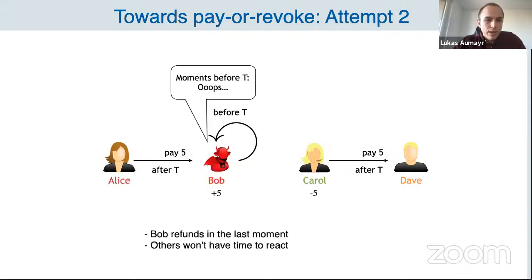So indeed, what could happen here, again, is we have a malicious Bob. And even though the payment was actually successful, Bob goes ahead and publishes the refund just before the time T expires, and the others won't have time to react. So in the other channels, the payment goes through. And in this case, Carol will have lost the 5 coins and Bob will have stolen them. Right, so there would be one way we could solve this.